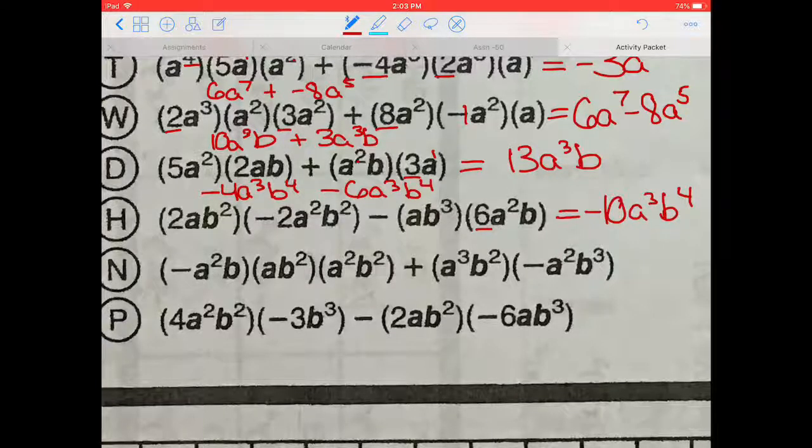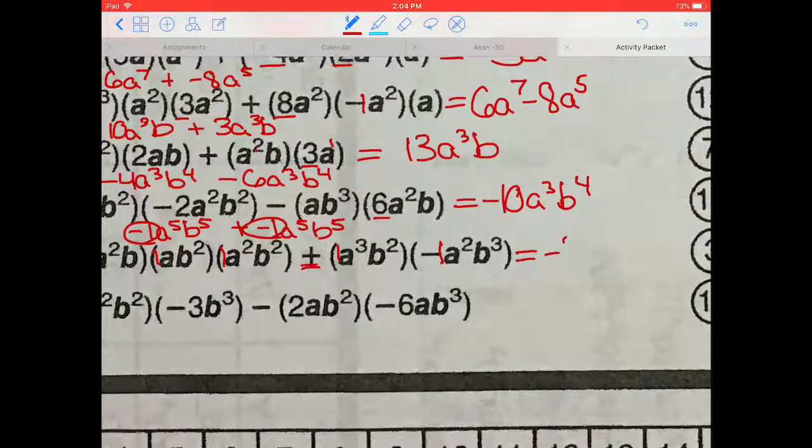All right, next one. Negative 1, 1, and 1. So it's negative 1. A, 2, and 3, 4, 5. A to the 5th. B, 1, 2, 3, 4, 5. B to the 5th. Plus, here's your plus sign. Negative 1 and 1 is negative 1. A, 3 and 2 is 5. B, 3 and 2 is 5 also. So A to the 5th, B to the 5th. So really we have negative 1 minus 1. So it's negative 2. A to the 5th, B to the 5th.